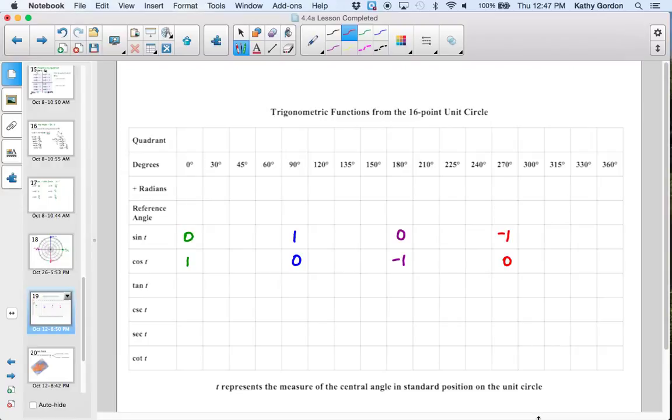All right, so now that I know sines and cosines, which came from y's and x's, what is the tangent of 0 degrees? 0, because it'd be 0 over 1. What is the tangent of 90 degrees? Undefined, because it would be 1 over 0. What is the tangent of 180 degrees? 0. What is the tangent of 270 degrees? Undefined.